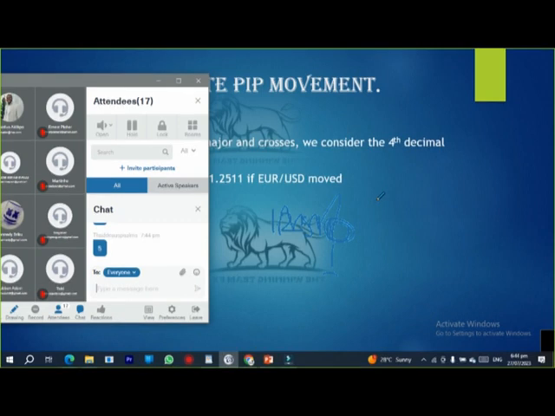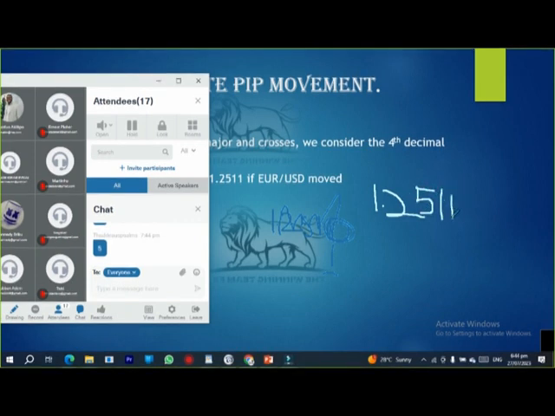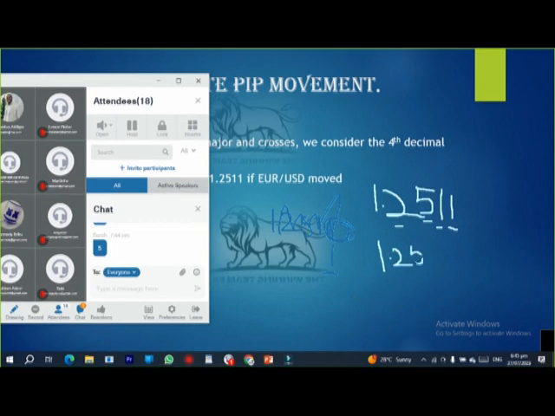Okay, so let me go over again. I said Euro is trading at 1.2511. If Euro moves 2 pips up, meaning we are adding, we consider the fourth decimal place. So this is 1, 2, 3, and this is the fourth one. So we consider this one. We will add 2 to the 1. So that will be 1.2513.